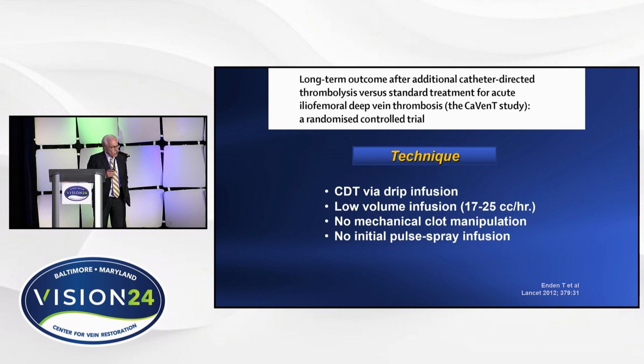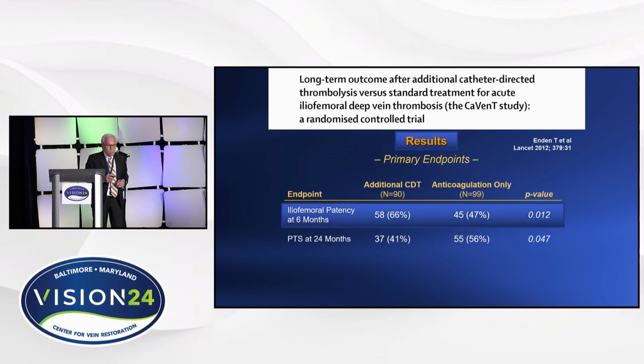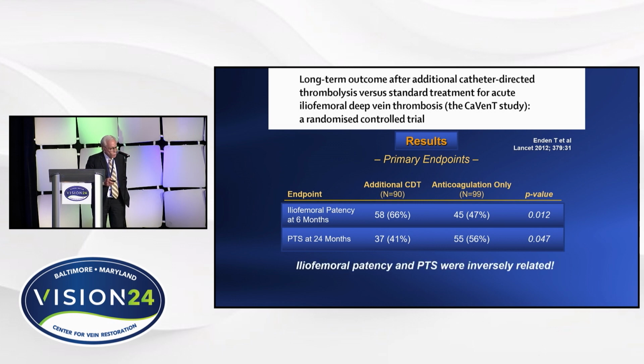However, the technique that they used was to put a catheter in and then start a low-volume infusion, meaning 17 to 25 cc's per hour. No pulse spray, no mechanical manipulation of the thrombus, just a low-volume infusion. So there was no clot manipulation, and they had no initial high-pressure pulse spray. It was a positive trial. They showed that there was less post-thrombotic morbidity, defined by a Villalta score of less than 5, in their patients, and there was a correlation of patency with a low Villalta score.